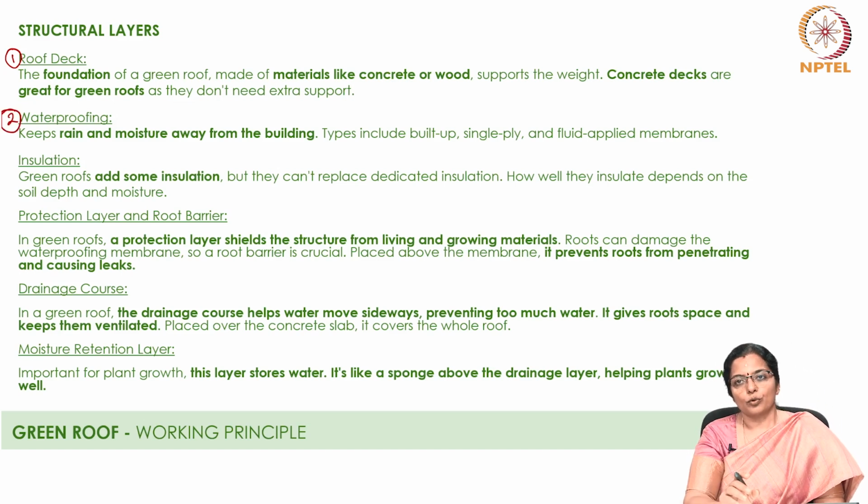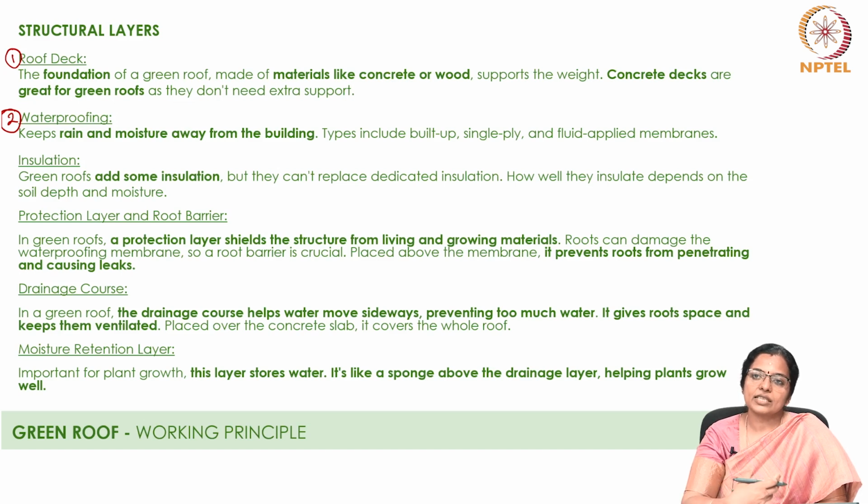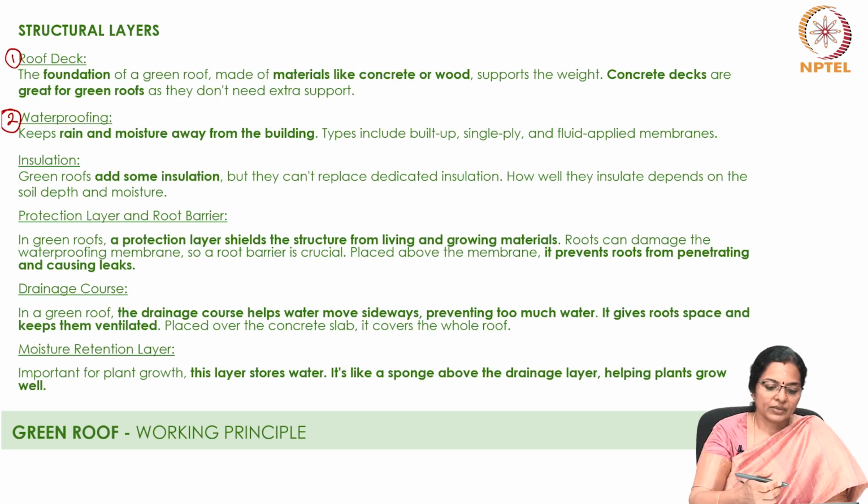Because of waterproofing, moisture or rain is kept away from the building. This is important because as we water the plants, the moisture could seep into the main structure if we do not waterproof it. The types include built-up, single-ply and fluid-applied membranes.